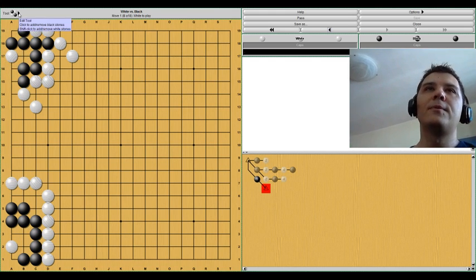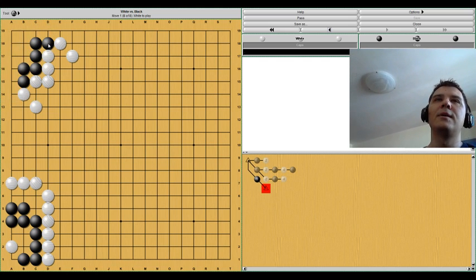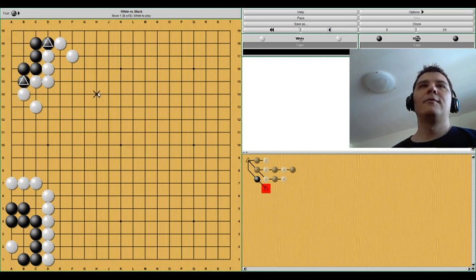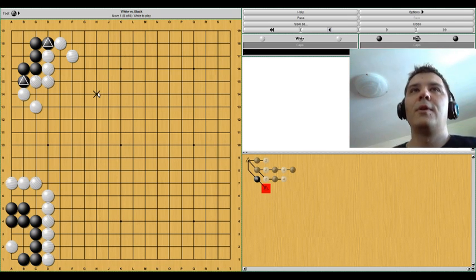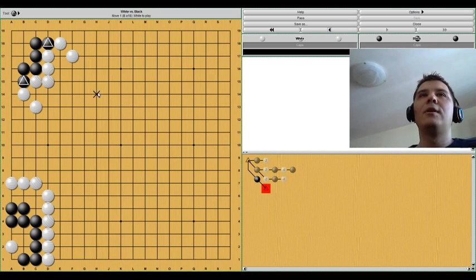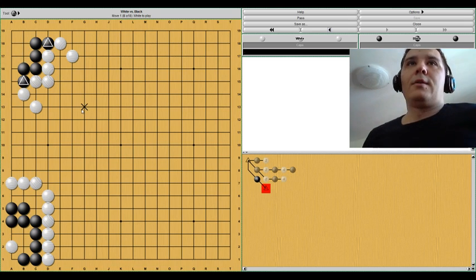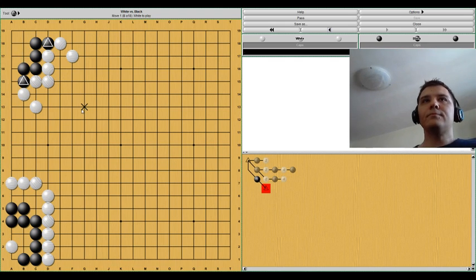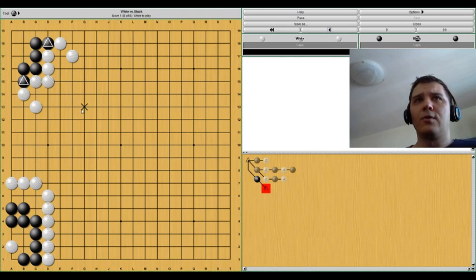So this L shape, if it doesn't have any extension at all, and by extension I mean this kind of move to increase the inner space, if the L shape doesn't have any extension, it is a dead shape. If it has one extension, it can live only if the opponent plays, and if it has two extensions, like this, then the shape is alive unconditionally.